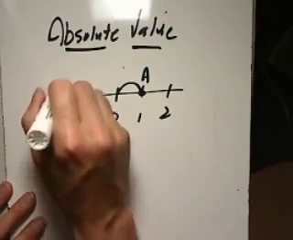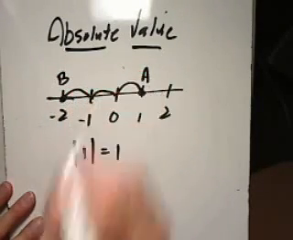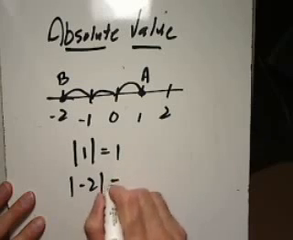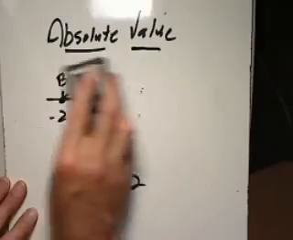Let's try point B. Okay, how far is point B from the 0? Well, it's 1, 2 units away, right? Okay. We just care about how far away. So the absolute value of -2 is going to be 2. So keep that in mind. That's the gist of absolute value.